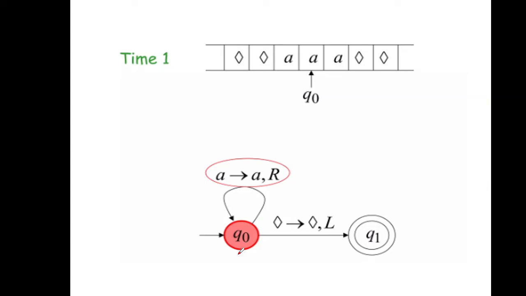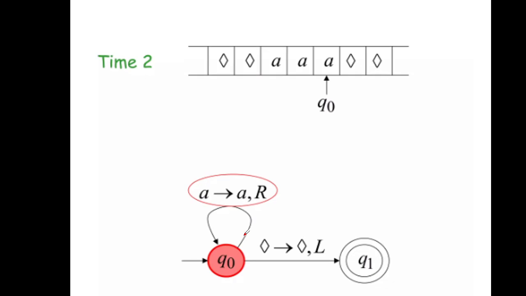So the second symbol is A. Q naught takes A again, the output is A and it moves right. It is in the same state Q naught itself. The next time step, the next A is read by the machine. So suppose the third A is read by Q naught. It goes to the right side and takes A. It is in the same state Q naught itself.